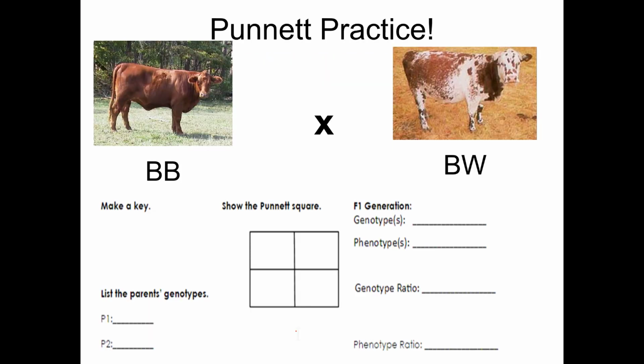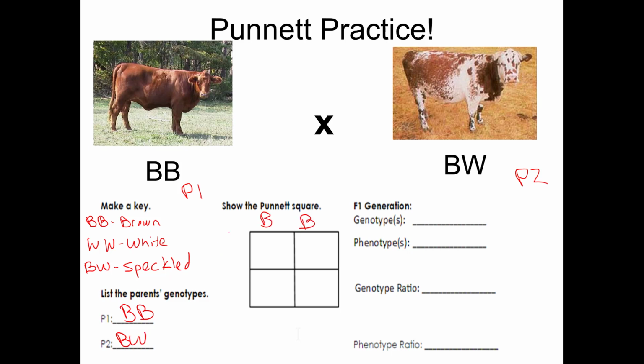All right, so we're going to make a key. We're going to take that information we just had and practice our Punnett square. So in my key, capital B we said was brown, capital W we said was white, and capital B, capital W is speckled. This is going to be parent 1 up here. This is parent 2. So parent 1 is capital B, capital B. Parent 2 is capital B, capital W. So I need to create my Punnett square. Separate out my alleles, BB on the top, BW on the side, and then cross my information.